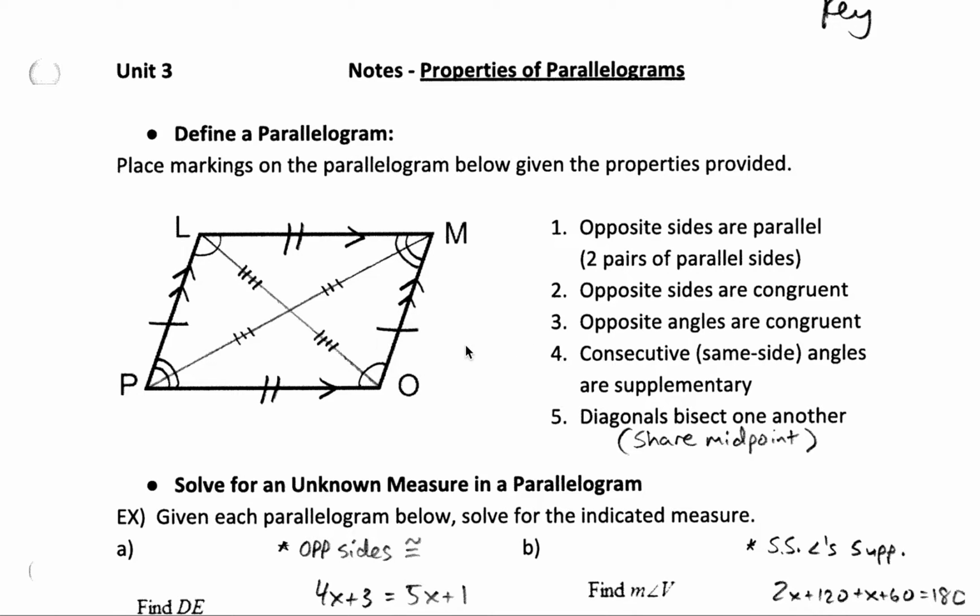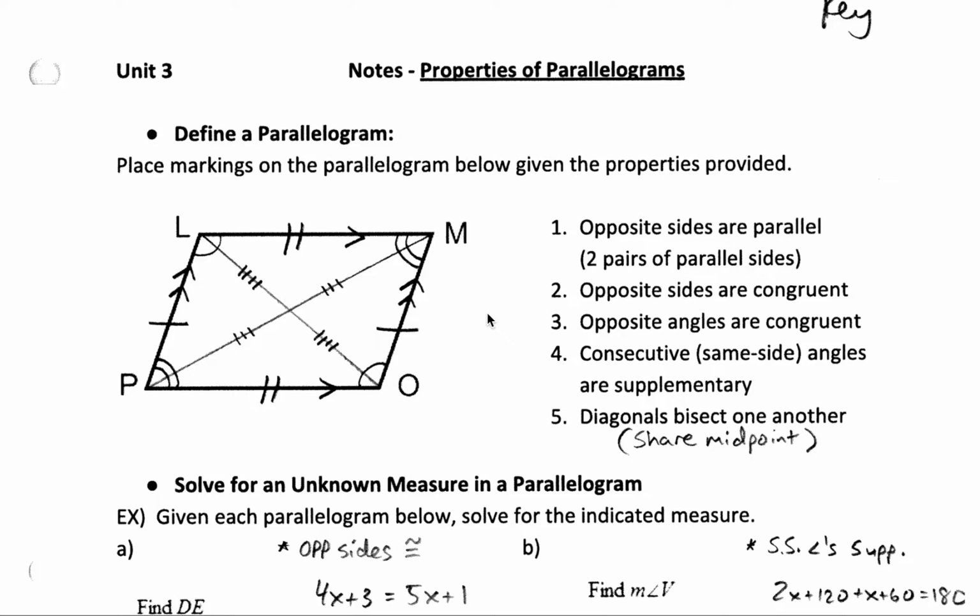Property number 4, no special symbol for this, but angles that share the same side, also known as consecutive angles, are going to be supplementary, meaning they add up to 180. So the measurement for angle M and the measurement for angle O are going to add up to 180 degrees. Any consecutive angles or same side angles are supplementary, so angles P and O are going to add up to 180. Angles L and P are going to add up to 180, and finally angles L and M are going to add up to 180. So any angles on the same side are going to add up to 180 degrees.